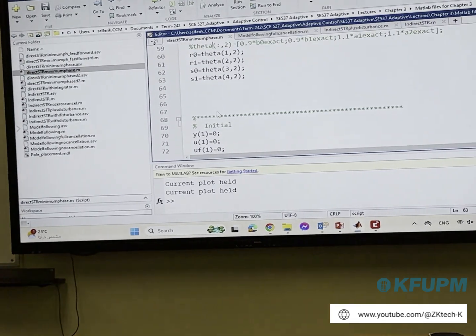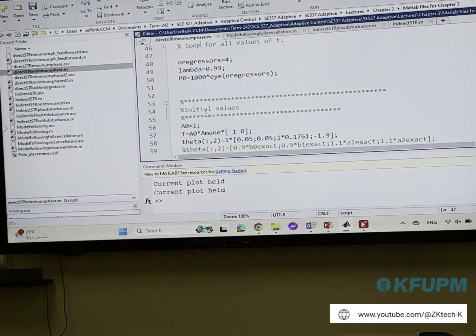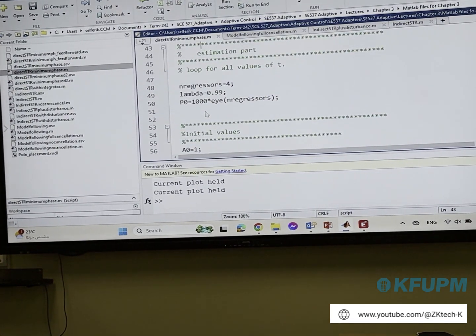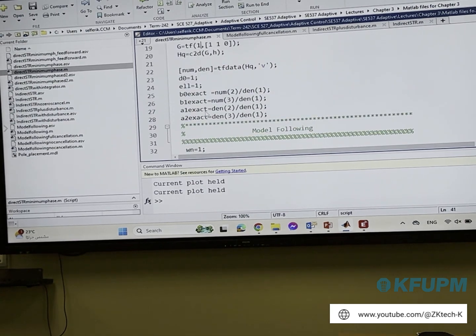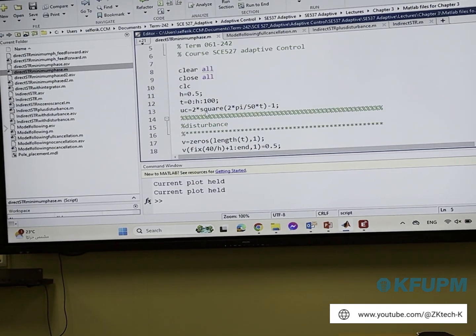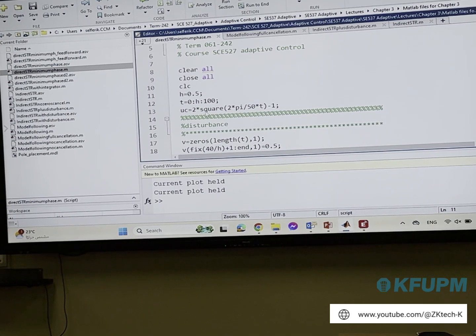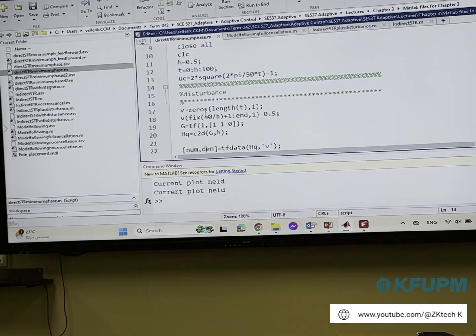So we take this, our reference model. Our reference model is basically we are using the sampling rate equals 0.5. We are simulating up to 100, and we are generating the input signal as a square wave. Here I'm generating the disturbance. Forget about the disturbance right now, we'll see it later.